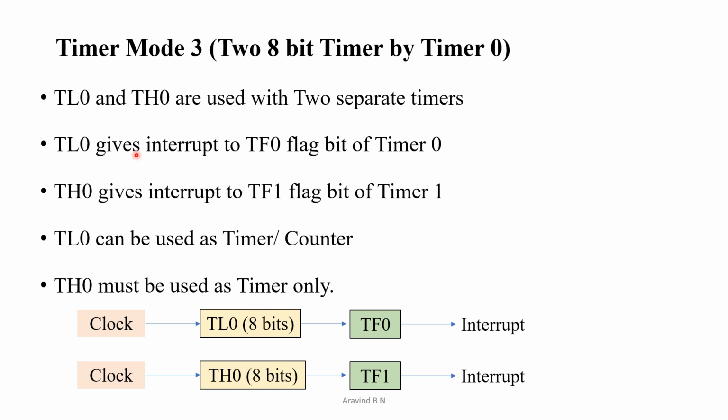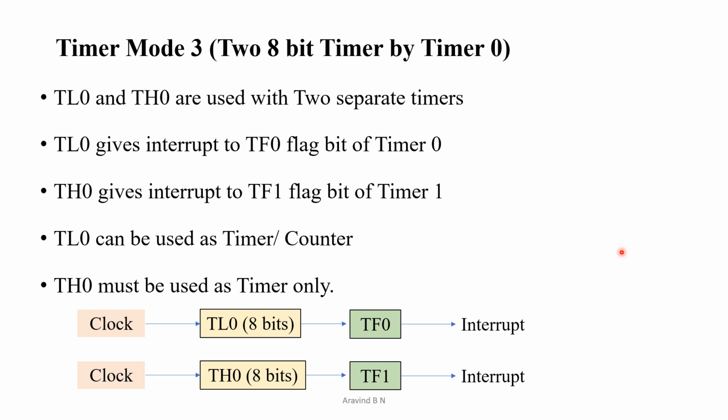Go through the theory. So TL0 and TH0 are used as two separate timers. There is no connection between these two, they are totally separate. So TL0 gives interrupt to the TF0 flag bit of timer 0. TH0 gives interrupt to the TF1 flag bit of timer 1. Then TL0 can be used as either a timer or a counter, whereas TH0 must be used only as the timer.